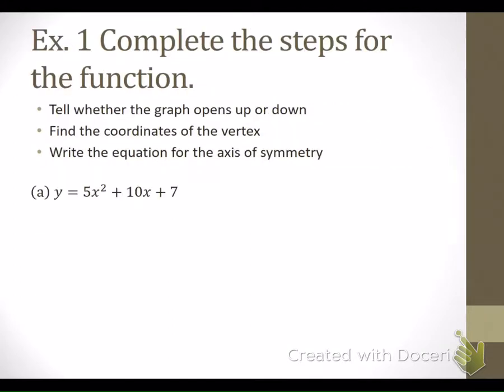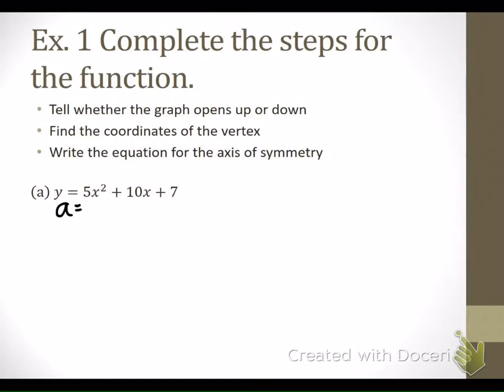Now, let's start. We're not going to graph yet, but let's talk about these main things and find these main pieces of information. The first thing I want you to do is identify A and B. I won't have you identify C because it's not in this problem. We just need A and B.